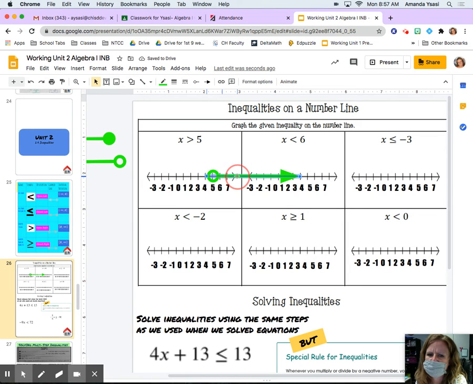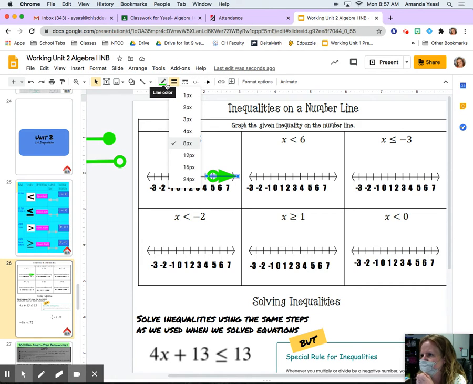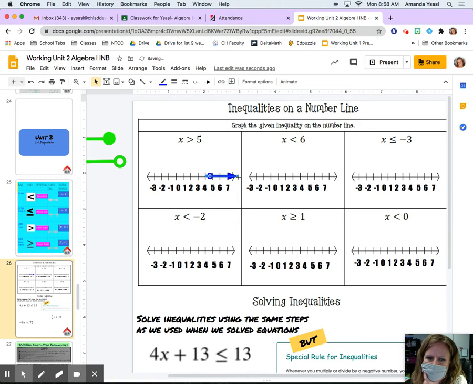And this is really big, so I think I'm going to make it smaller. You can go right beside the line color and make it a little smaller. Make mine blue. There we go.